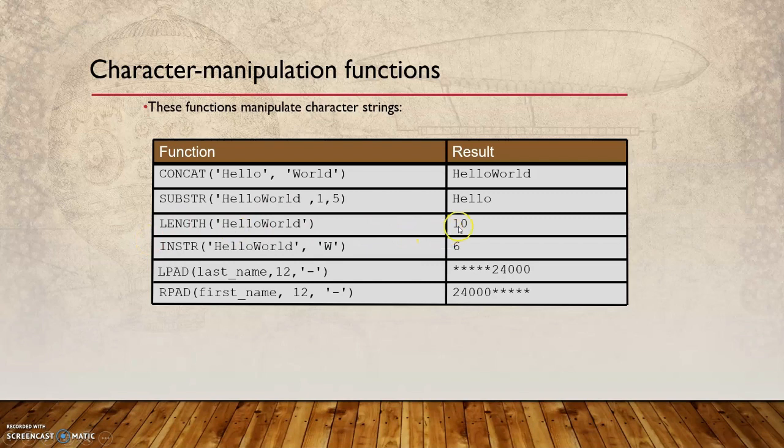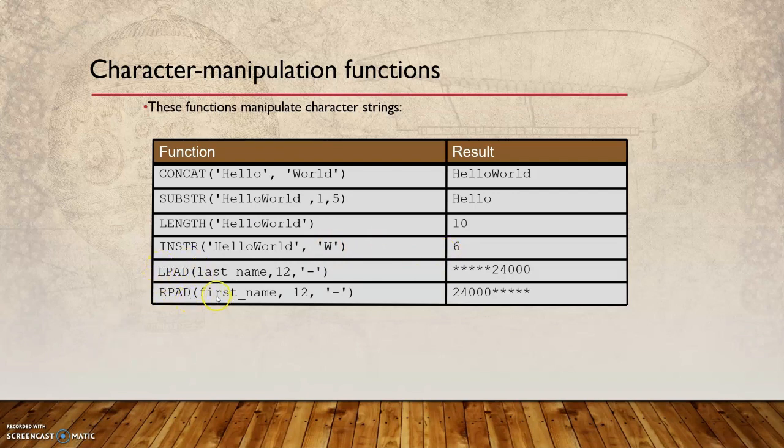Length: totally it will be 10 characters. So that's where hello world is 10 characters. The length of that particular word hello world is 10. And instr finds out the position. W is what we are trying to find. The position is 6.